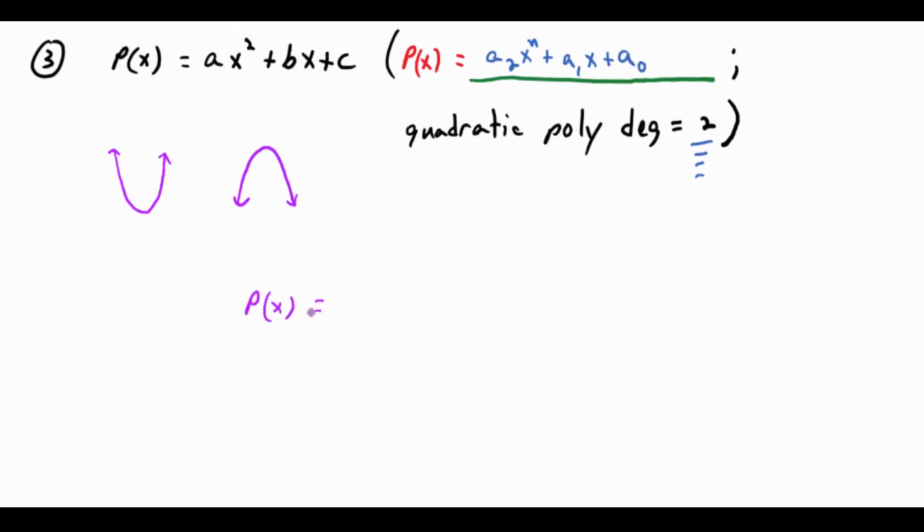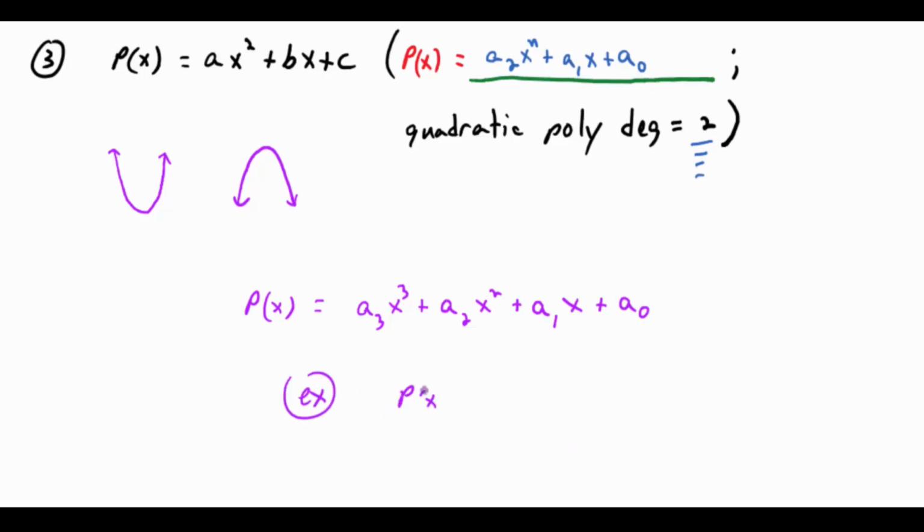P of x equals, using the language from above, in a cubic polynomial, the degree would be 3. So what would the first term look like using the subscript notation for the coefficients? a3 x cubed. What would the next one look like? a2 x squared. What would the next one look like? a1 x to the 1. And then the last one? a0, right?